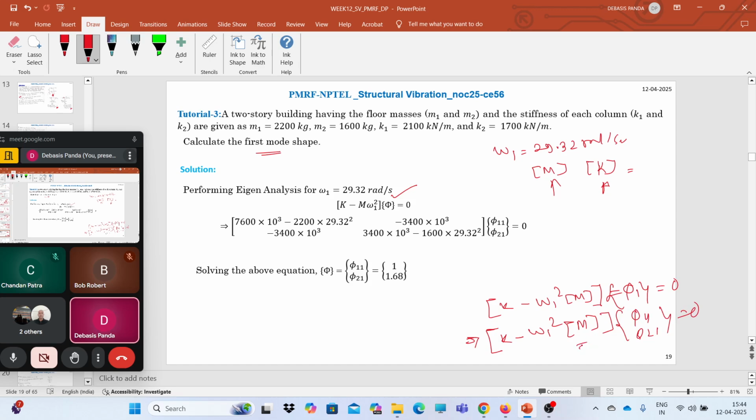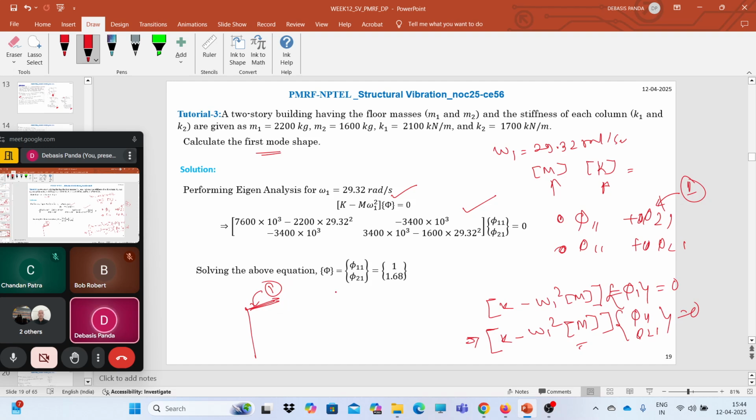So once you have this equation, you will get two equations in terms of phi 1 and phi 2. You will get two equations. Some values will be there. To solve this, you need to consider that phi 2 is 1. That means the last ordinate of the mode shape we will take as 1. That means we normalize the amplitude to 1.